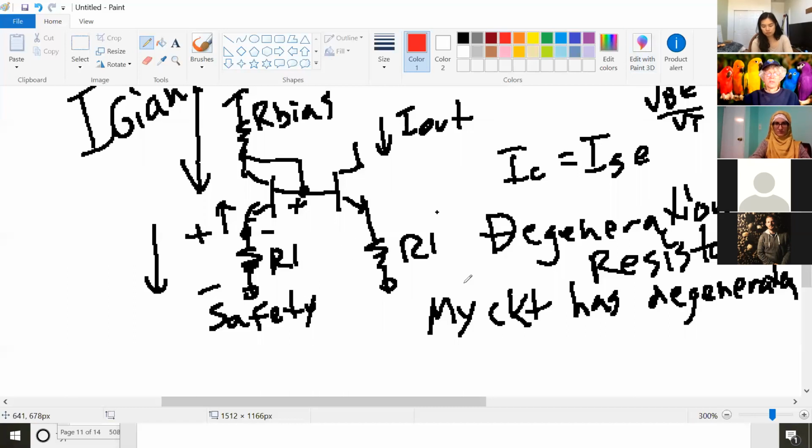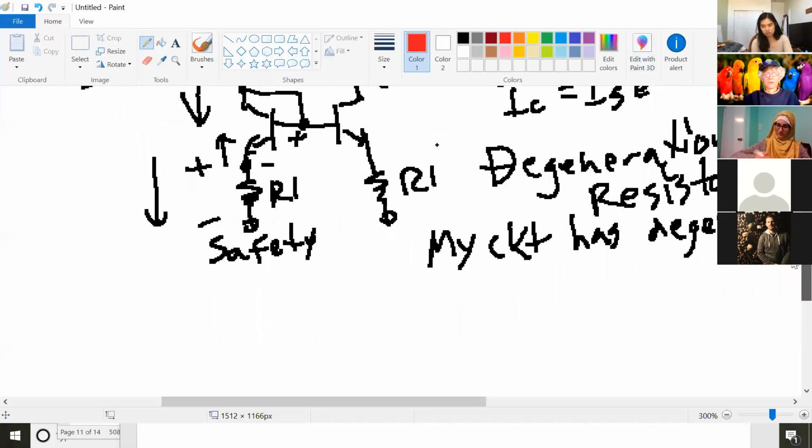Okay, so generally if you are using degeneration in an amplifier especially, the size of these things are important. The bigger they are, the less your gain, but the more protection you have against too much current.